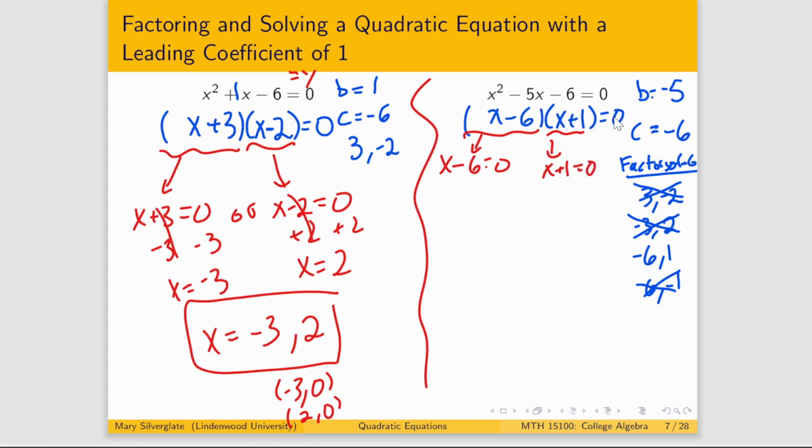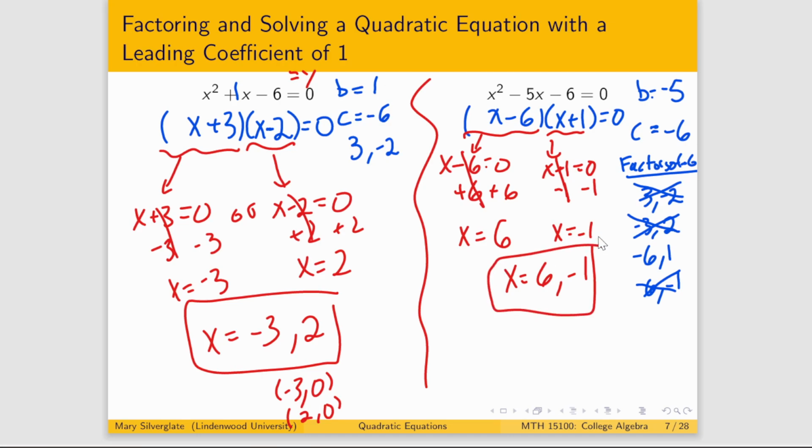Since if something times something is 0, one of those two somethings better be 0. Then we just have some one-step equations. So x minus 6 equals 0. The way we undo subtracting 6 is adding 6. -6 plus 6 makes 0, so x is equal to 0 plus 6 is 6. Similarly, the way we undo adding 1 is subtracting 1. 1 minus 1 is 0. 0 minus 1 is -1. So our two solutions are positive 6 and negative 1.